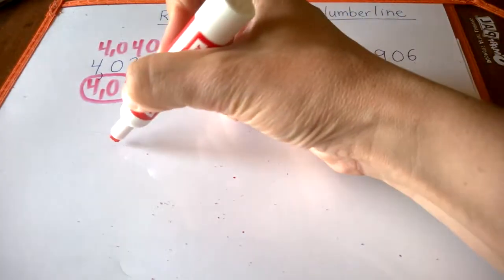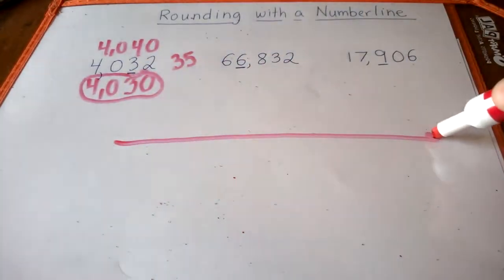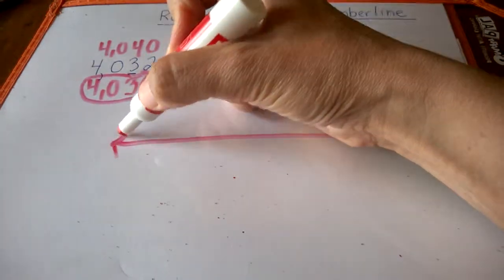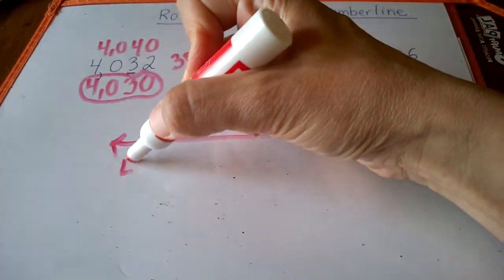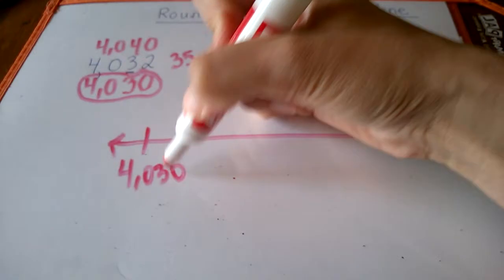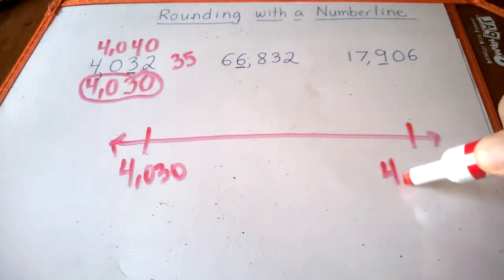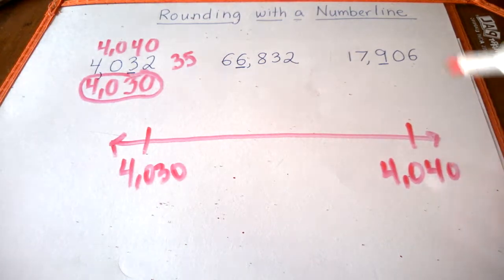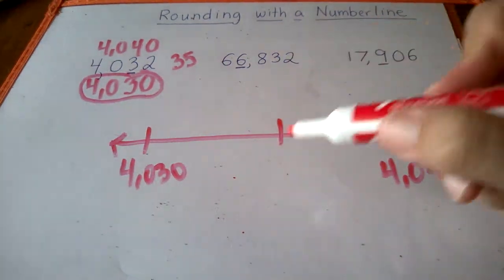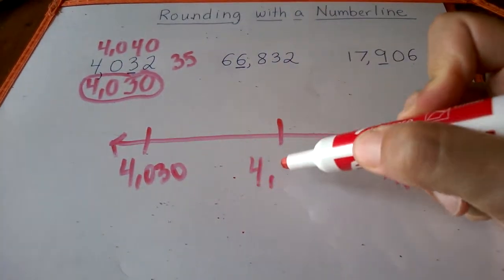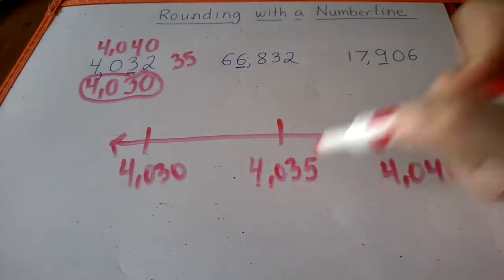Now what does this look like on a number line? Well, the lower 10 would be farther left. So we've got our 4,030 on the left-hand side. The high 10 would be on the right, 4,040. Our middle number, that 35 or 4,035, would be in the middle.